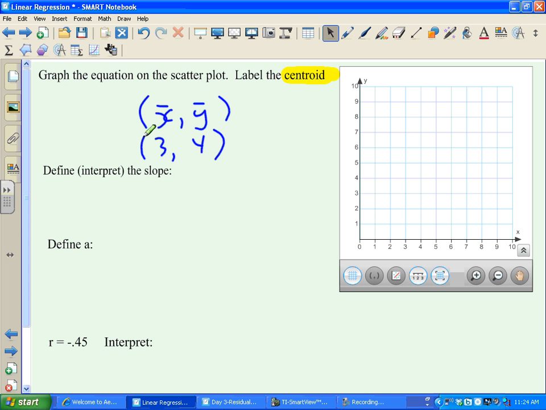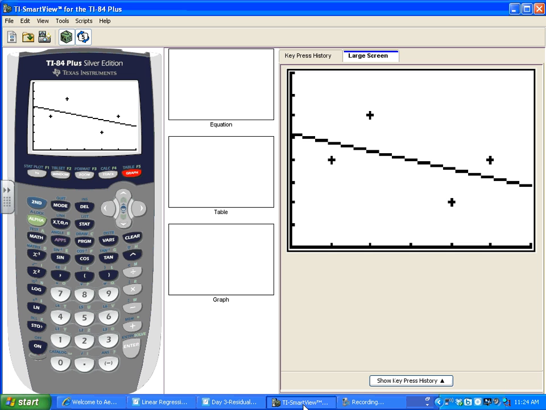One thing I do want to point out to you is that the centroid will always be on the graph. I want to go to the graph. There we go. The centroid, 3, 4, will always be on your linear regression. It will always be on there. Okay? And that was under the trace function.